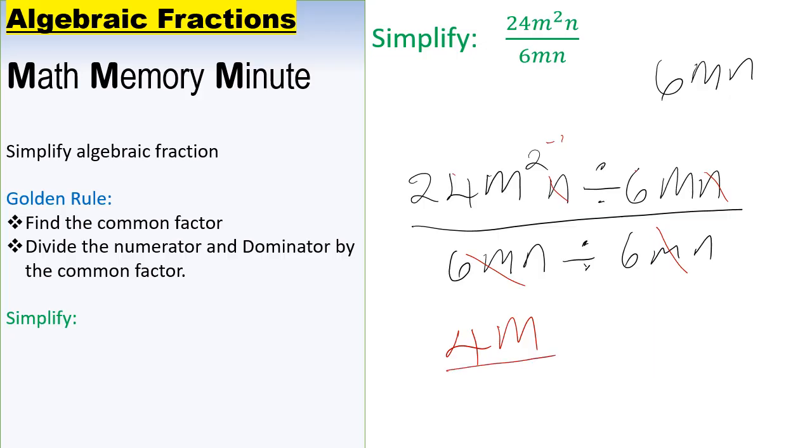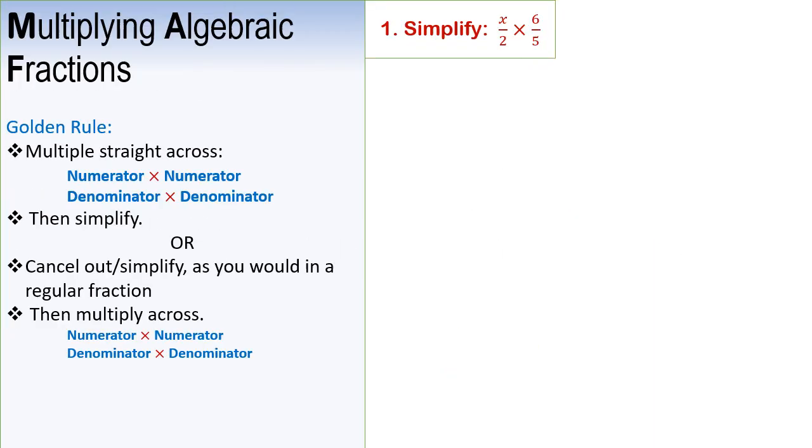Now, let's get into today's lesson where we will be doing multiplication. We'll be multiplying algebraic fractions. It's just as simple as our previous lesson, so let's get into it. Our golden rule is straightforward. You are going to multiply right across the board, where you multiply numerator times numerator and denominator times denominator.